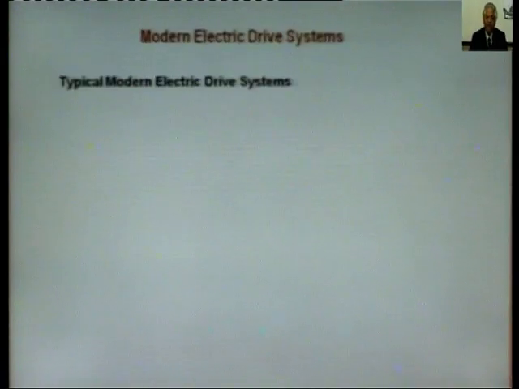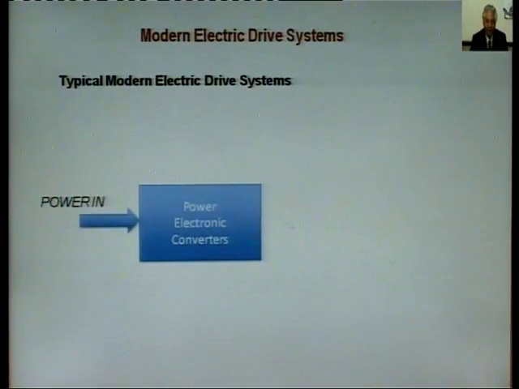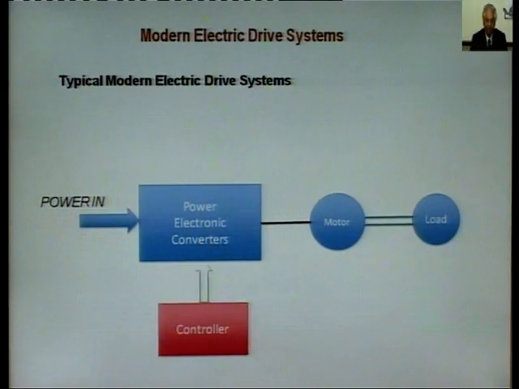Now, let us see a typical modern electric drive system. There is a power electronic converter. Power electronic converters are these days used for having this control system. The power comes into it, that is power in, then the motor is connected, and further the load is also connected. The whole system becomes a modern electric drive system.